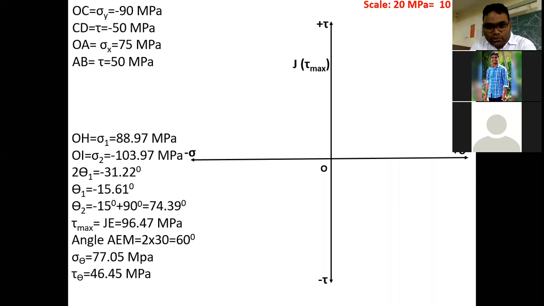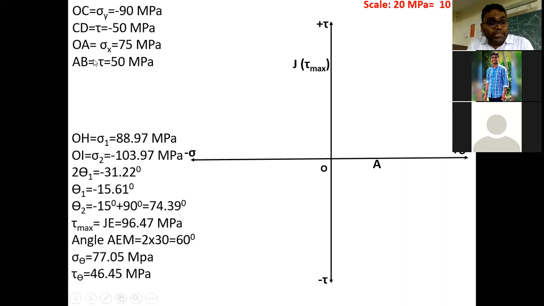So now come to the question. We have taken the scale 20 megapascal is equal to 10 mm. This is my scale, or we can say 1 centimeter. So the first value we have chosen is OA. OA is how much? It is 75. Just divide 75 by 20. So it will be 3.75. Yes. So from O to A, mark A at that distance.